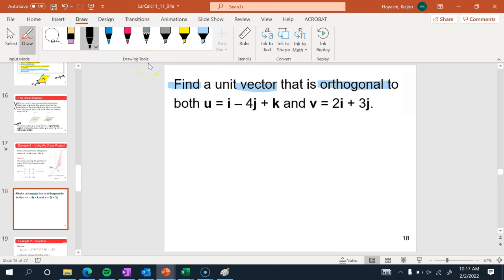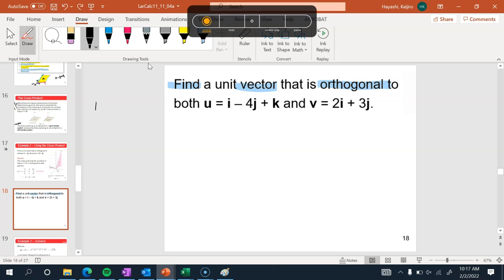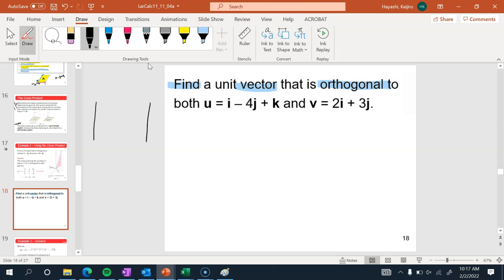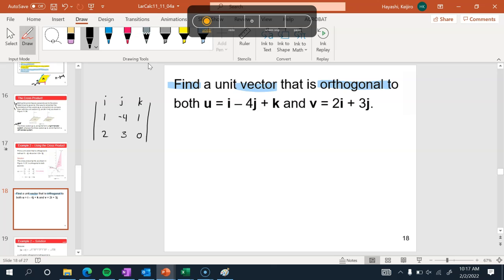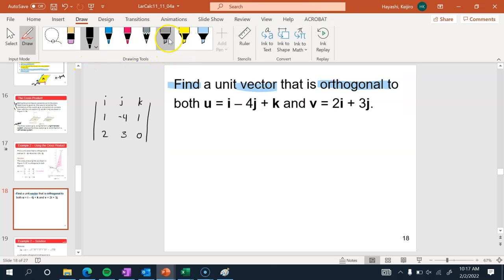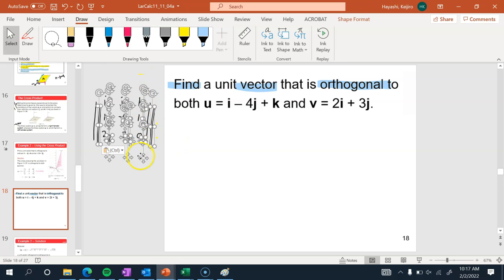All right. So in order to find the cross product, we've got to make up one of these. The first row being i, j, k. Second row being 1, -4, 1. And the third row being 2, 3, and because there is no k term, 0. Obviously you won't have to copy this over, because you can just use your finger to block it out.